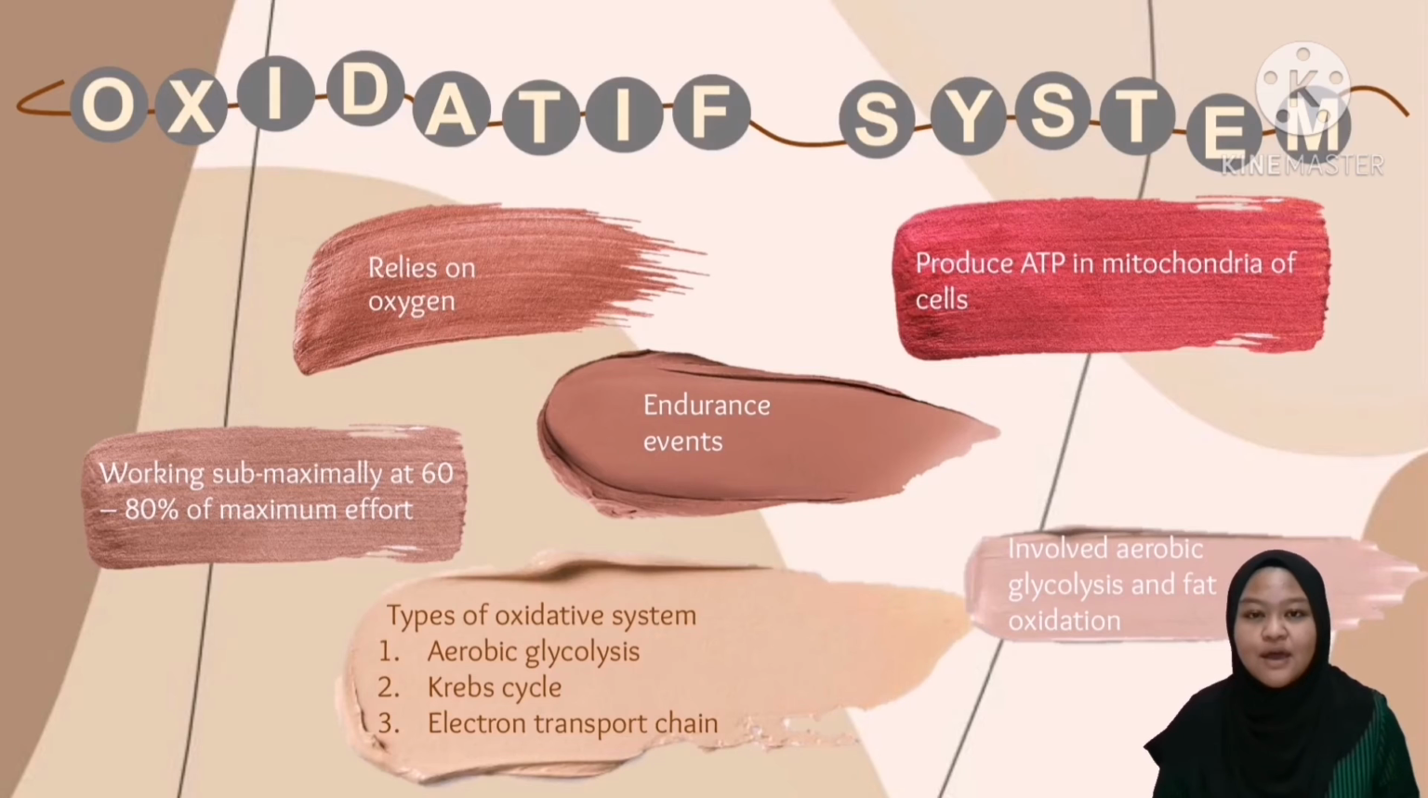Thank you. Oxidative system. Oxidative system relies on oxygen and it also produces ATP in the mitochondria. These systems are used during endurance events. It also involves aerobic glycolysis and fat oxidation. There are three types of oxidative system. First is aerobic glycolysis, second is Krebs cycle, and lastly electron transport chain.